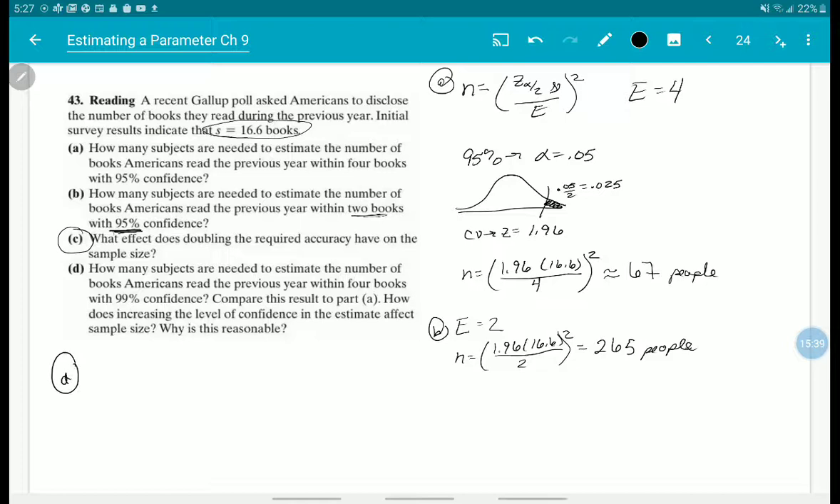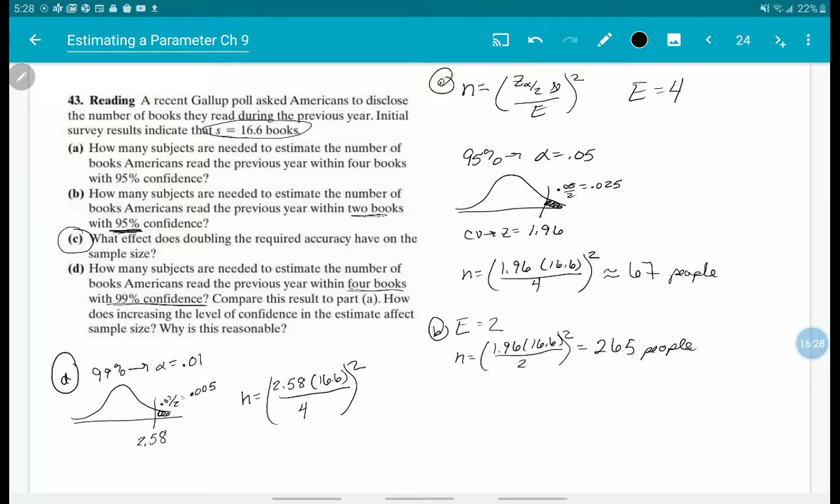And then D is asking, how many subjects are needed to estimate the number of books that Americans read in the previous year with 4 books, but we're changing that level of confidence to 99%. So 99% means alpha is going to be 0.01. So our critical value is going to change. And if we were to type this in our calculator or into StatCrunch using that normal feature, we would get 2.58 for that critical value. So our N is equal to 2.58 times S divided by our error, which is 4. And then we're squaring that. So we would need about 115.